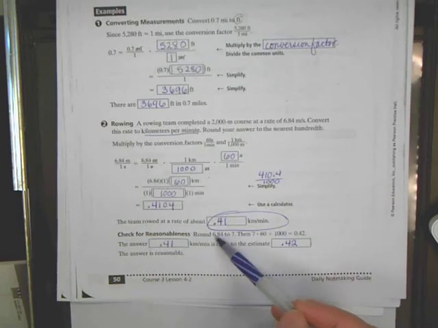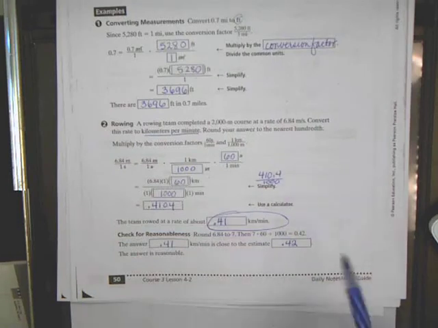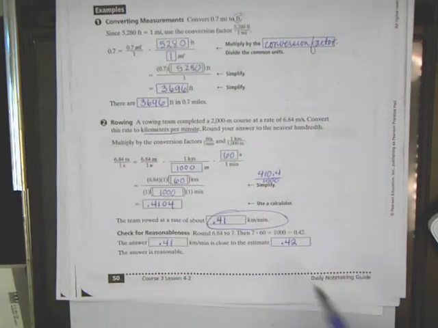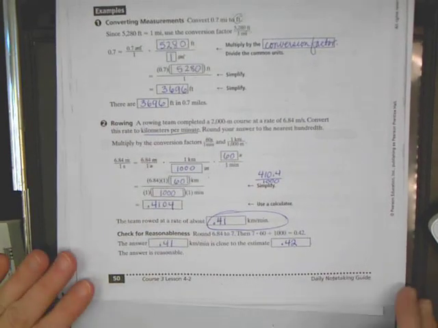And this is just a check for reasonableness. If I round 6.84 to 7, 7 times 60, and then divide by 1,000, I get 0.42. The answer, 0.41 kilometers per minute, is close to the estimate of 0.42, so it is in fact reasonable.